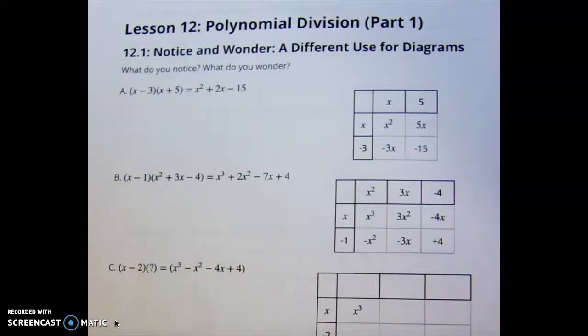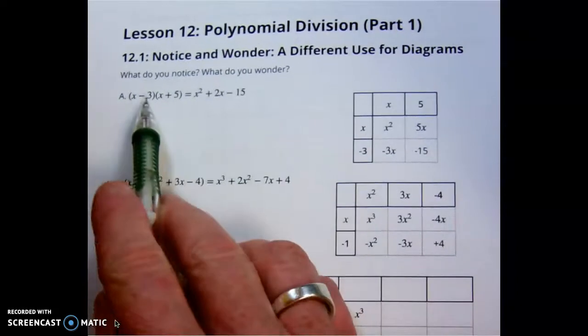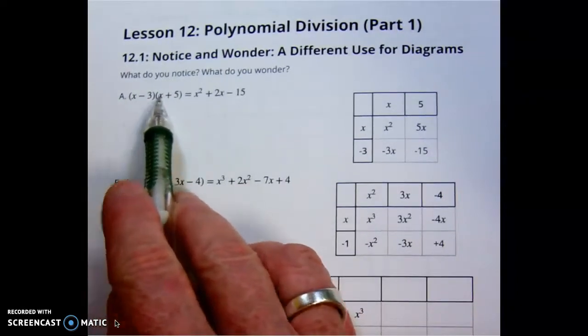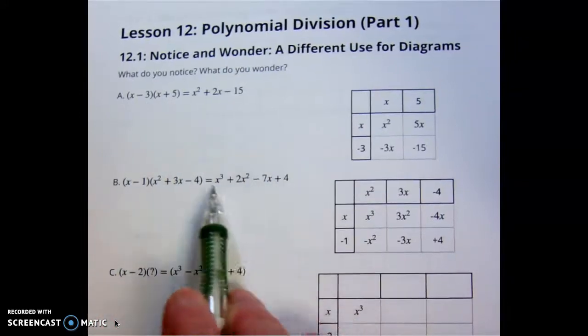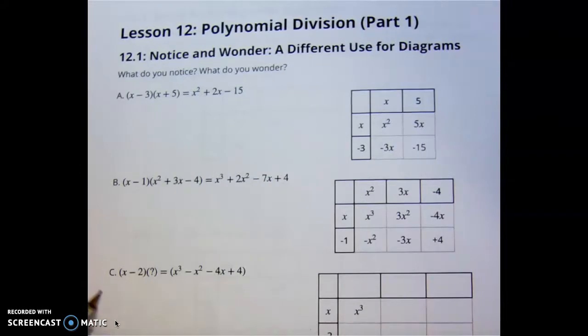Today we're going to work on Unit 2, Lesson 12. We're going to work on polynomial division. To do that, we're going to use the box method. Before, we've used the box method to multiply two binomials together, or a binomial times a trinomial, to get the polynomial. Today we're going to work backwards on that.